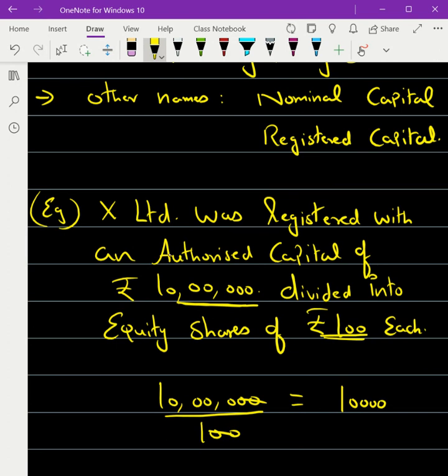10,000. If you cancel the common zeros, you will be left with 10,000. So that means you can say that the company X Limited has got 10,000 shares on the whole of rupees 100, and this is how that leads to 10 lakh rupees. Is this clear to you all?